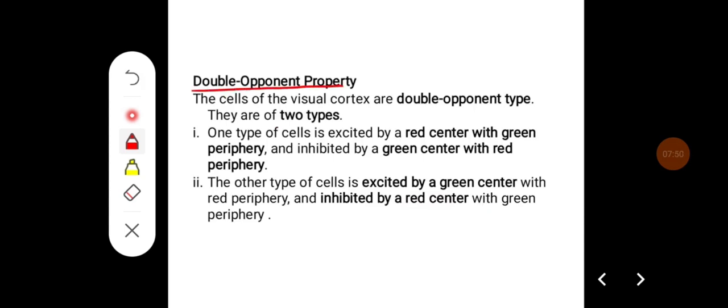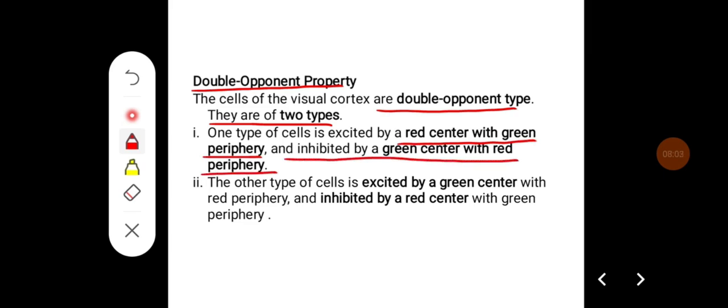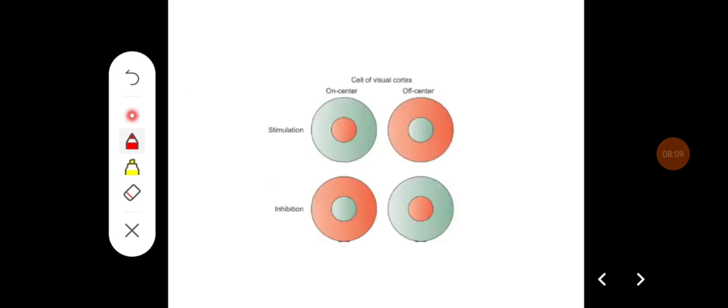Double opponent property. The cells of the visual cortex are double opponent type. They are of two types. One type of cell is excited by a red center with green periphery, and inhibited by green center with red periphery. The other type of cells is excited by green center with red periphery and inhibited by red center with green periphery.